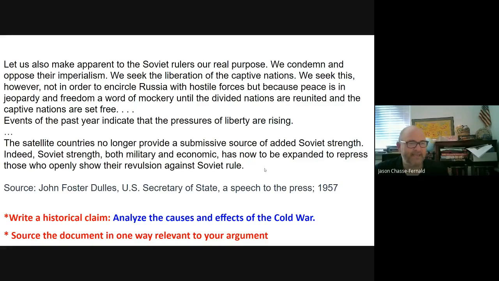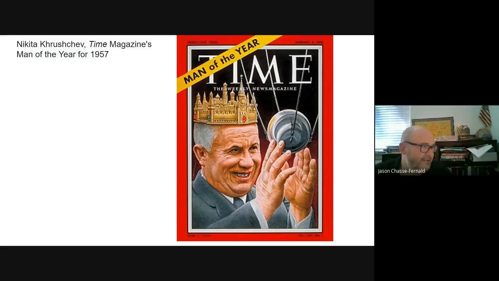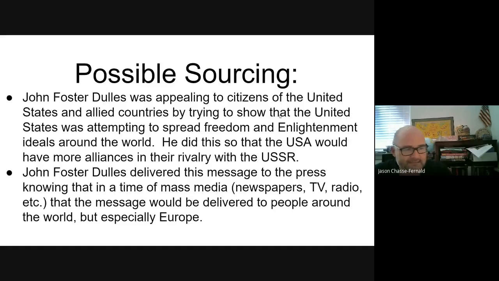Soviet strength is being expanded to repress, right? The binary choice is this John Locke ideal of self-determination and democracy. And if you are supporting what the Soviet Union is doing, then you are against that, right? So that's what you're seeing here with that one, right?